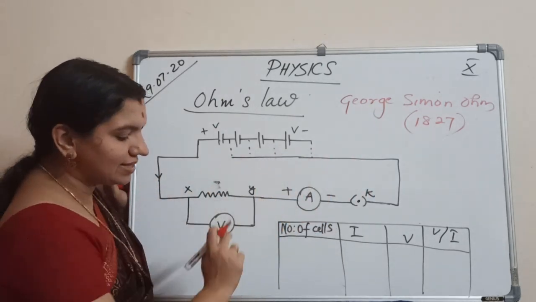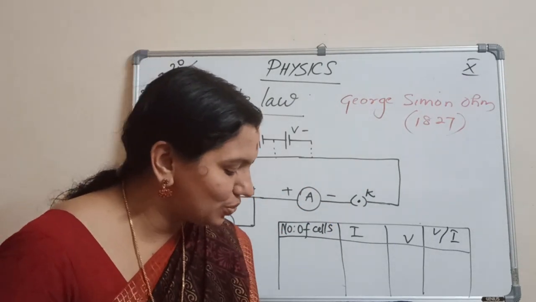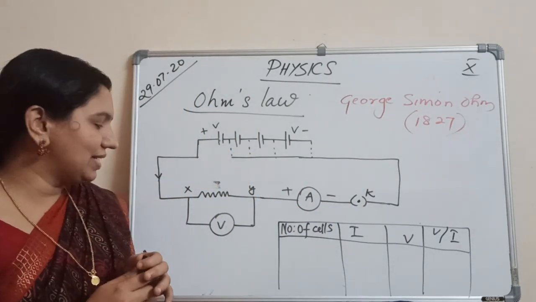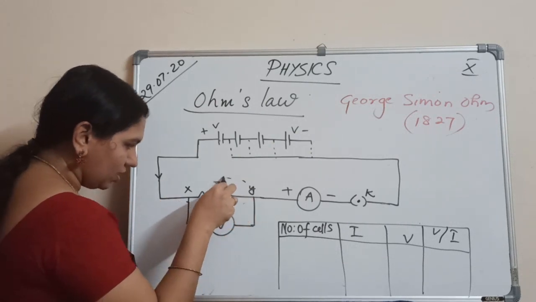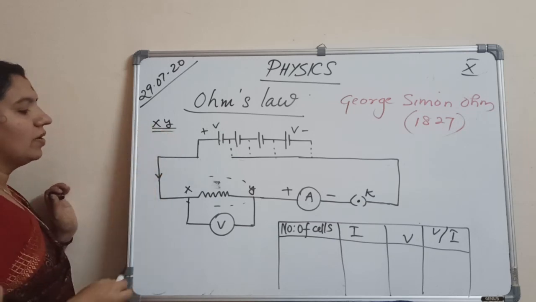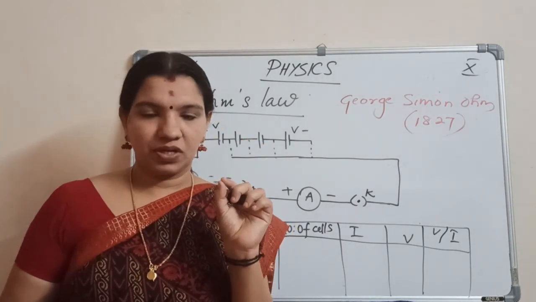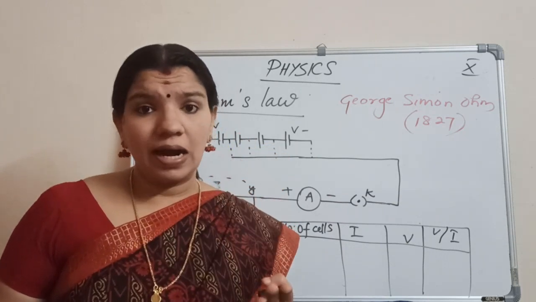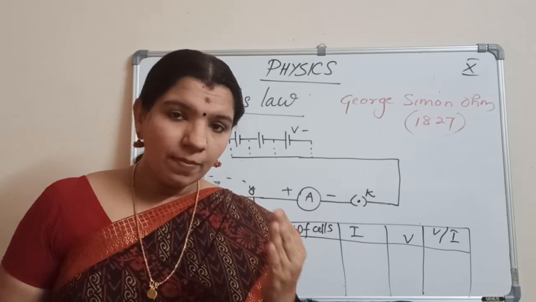Here you can find something different, something peculiar that you haven't studied in the last class. What is that? It is this one. What is this XY? Here we have to consider a conductor, that means a material which conducts electric current or which allows electric charge to pass through it.